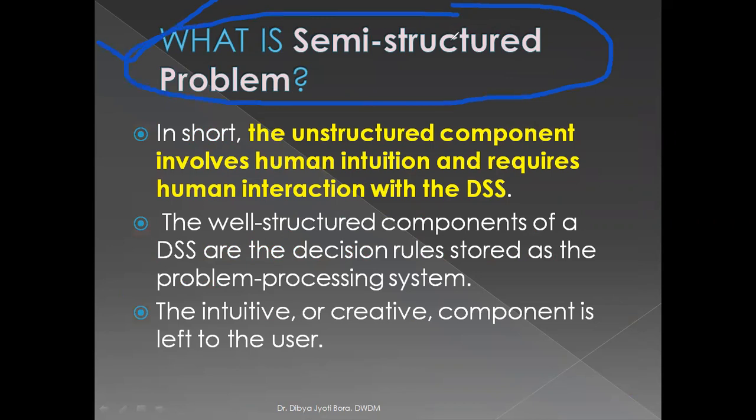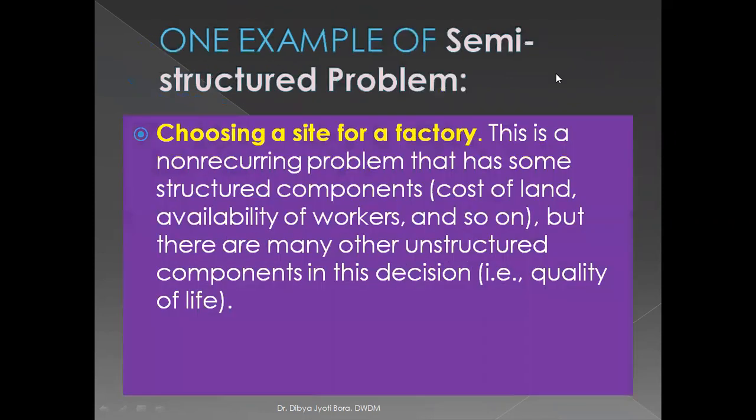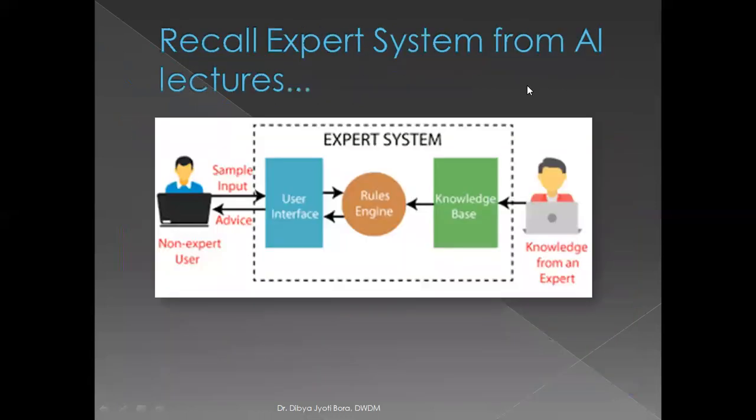I hope you are trying to find such examples. So if possible, give the examples today. In short, the unstructured components involve some human intuition and require some human interaction with the DSS. This we have already discussed. An example like choosing a site for a factory belongs to a semi-structured problem.